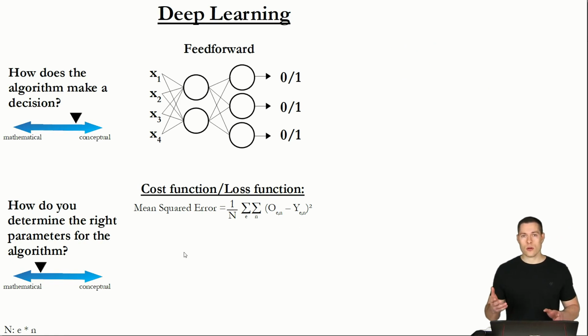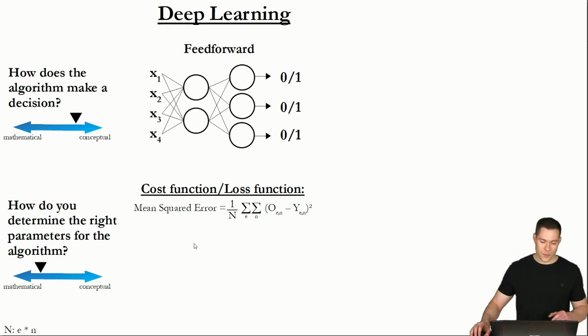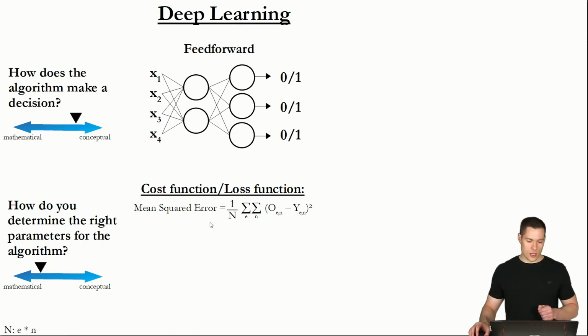And remember, our initial goal was that we wanted to find such weights that the neural net is able to make correct predictions. So what this now means is that we want to find such weights that the mean squared error is minimized. So the question now is, how do we do that?